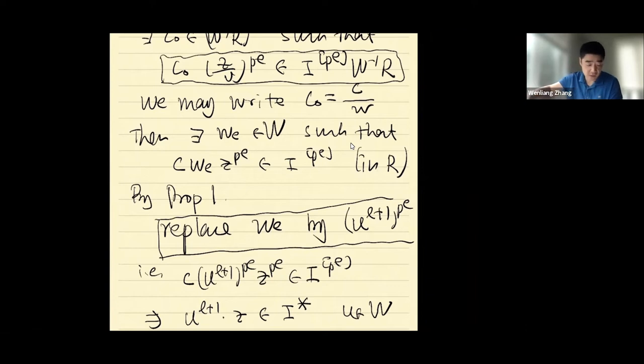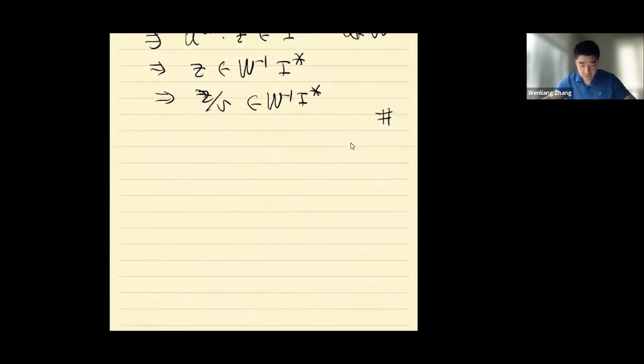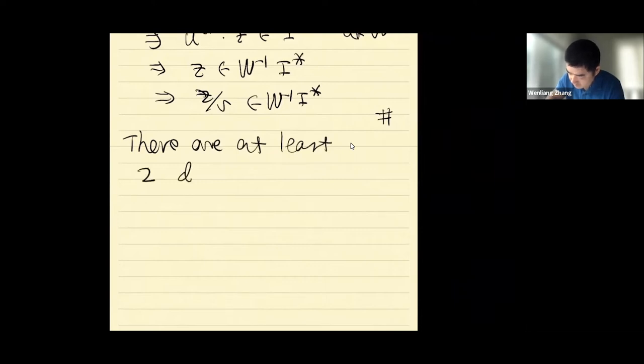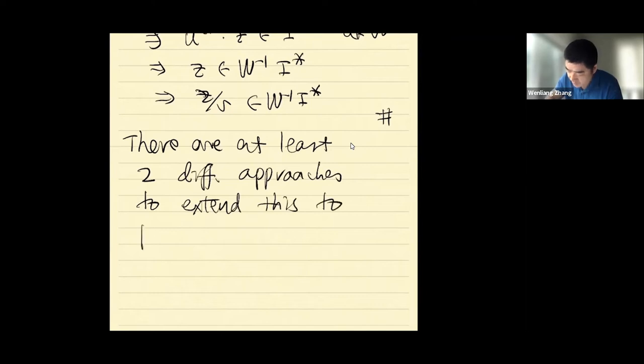All right. So any question on the regular sequence part? If not, I want to move on to parameter ideals, which turned out to be much harder. But at least I'd like to mention the technologies people invented to extend this to parameter ideals. Now, there are at least two different approaches to extend this to parameter ideals.